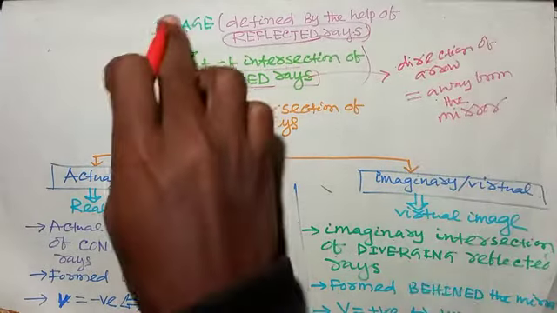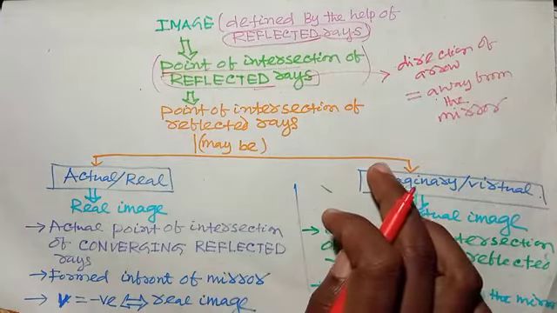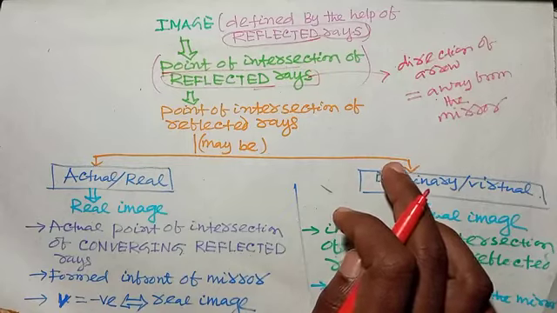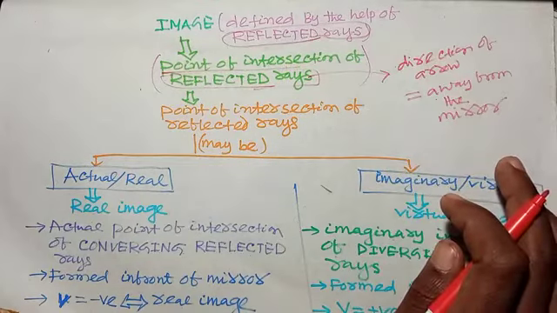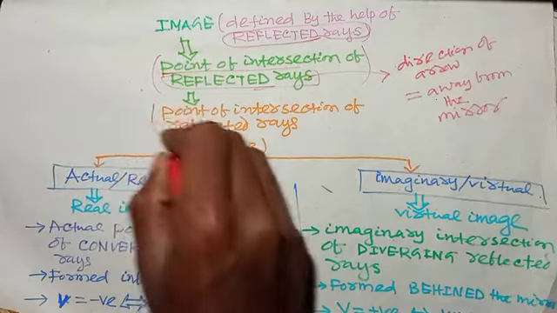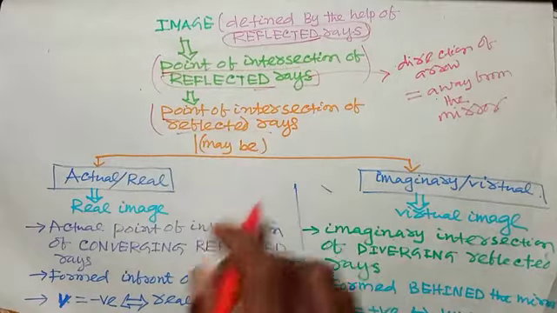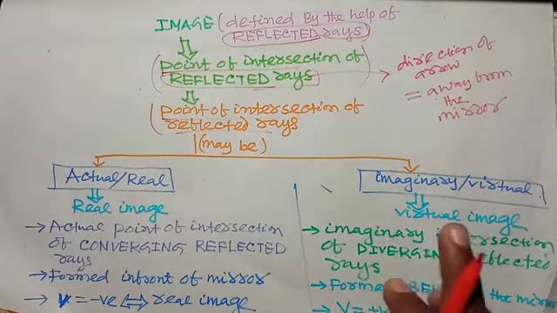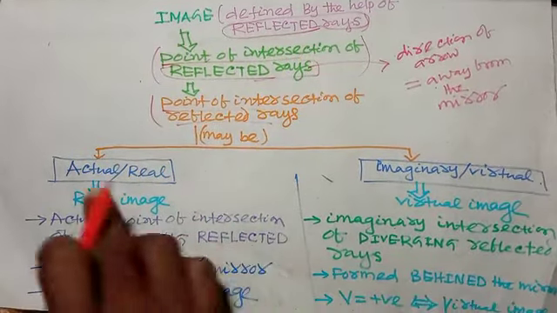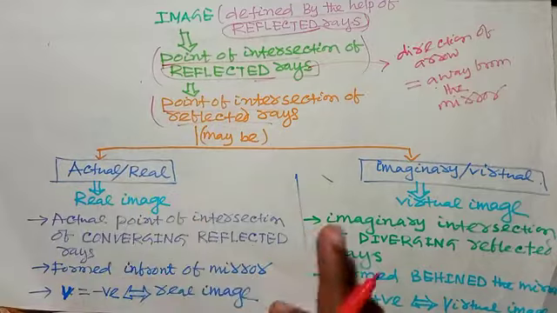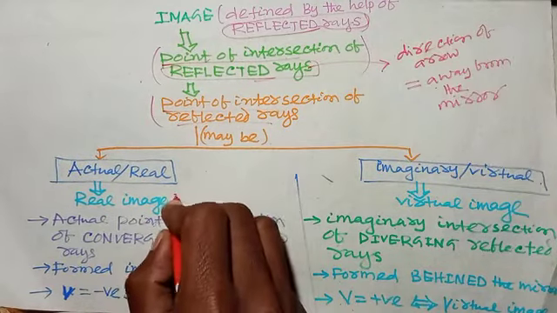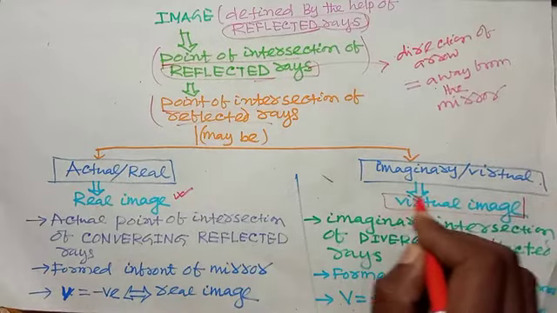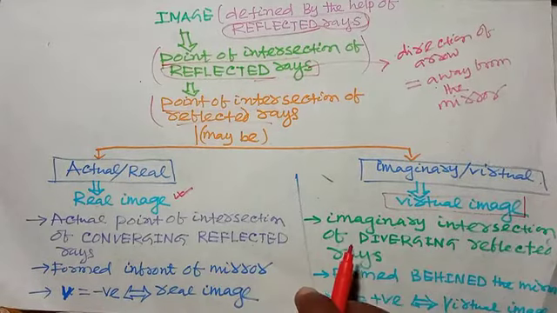In other words, we can say that image is the point of intersection of those rays whose direction of arrow is away from the mirror. Now this point of intersection of reflected rays can be an actual point of intersection, or it can be an imaginary or virtual point of intersection. In case of actual point of intersection, the image will be a real image. In case of imaginary intersection, your image will be a virtual image.